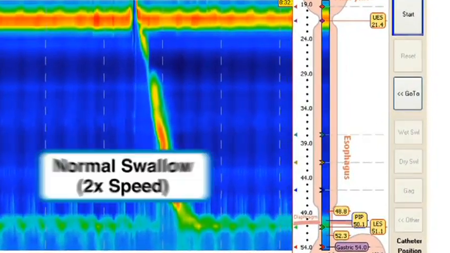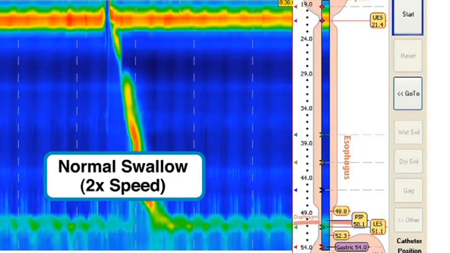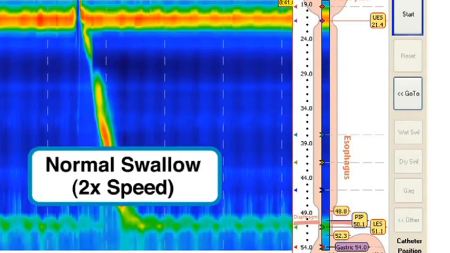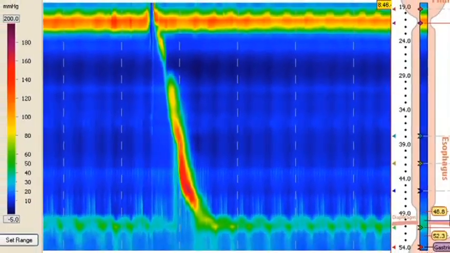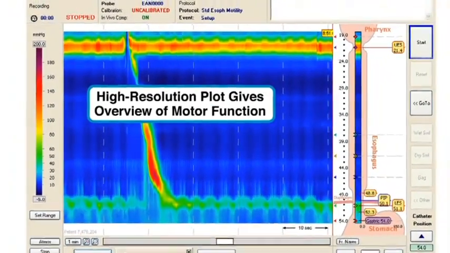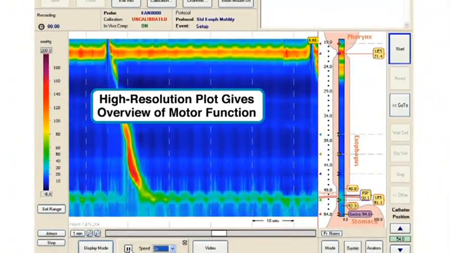The pressure profile on the right shows the real-time distribution of pressure in the organ, while the main display on the left gives the history of the study. This high-resolution format gives a clear overview of motor function.